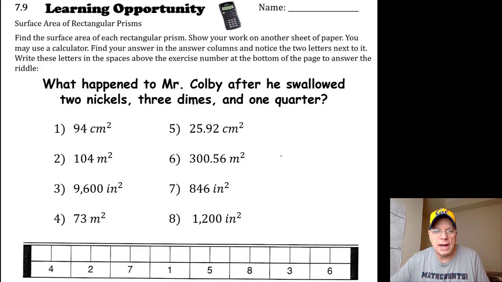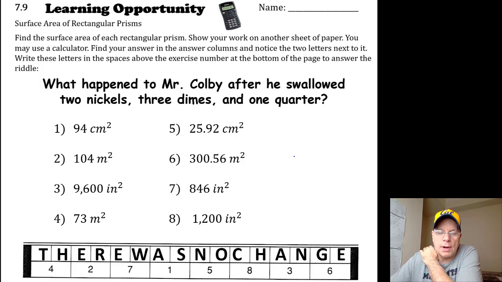The answer to the riddle, what happened to Mr. Colby after he swallowed 2 nickels, 3 dimes, and 1 quarter? There was no change. Now, these were all rectangular prisms.